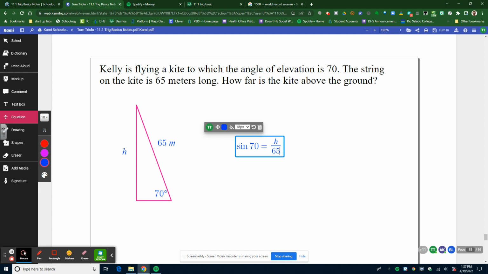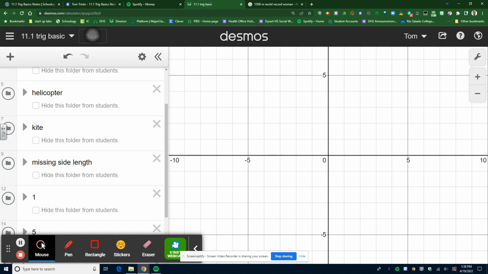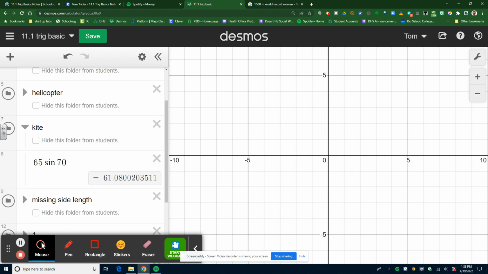So how do I solve? Divide by 60? No, I have to undo the division and multiply. So this is my kite problem. So 65 times sine 70. 65 sine 70.